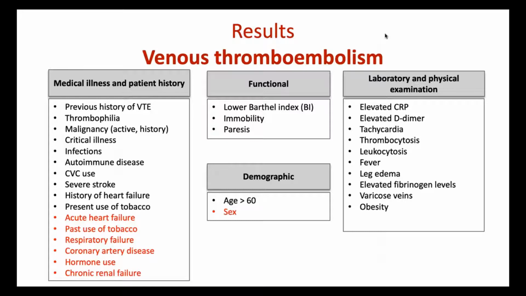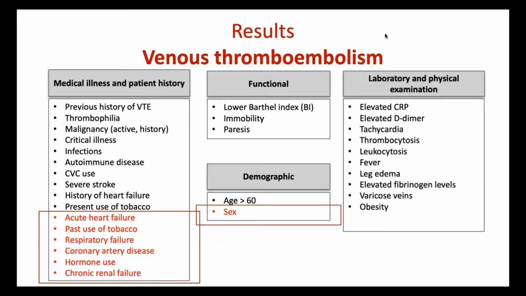Let's focus first on the findings related to VTE. Through our systematic review, we identified 29 candidate prognostic factors. We divided these patient-specific and disease-specific factors into 4 categories: medical illness and patient history-related factors, functional-related and demographic-related factors, and laboratory and physical examination-related factors.